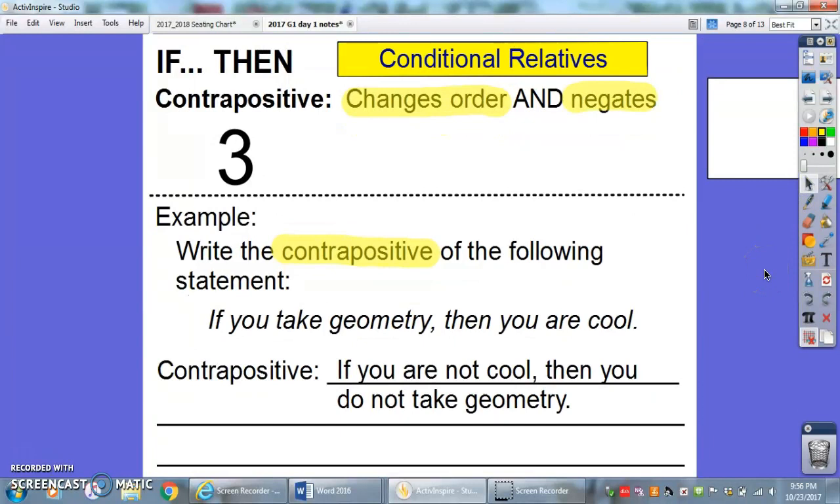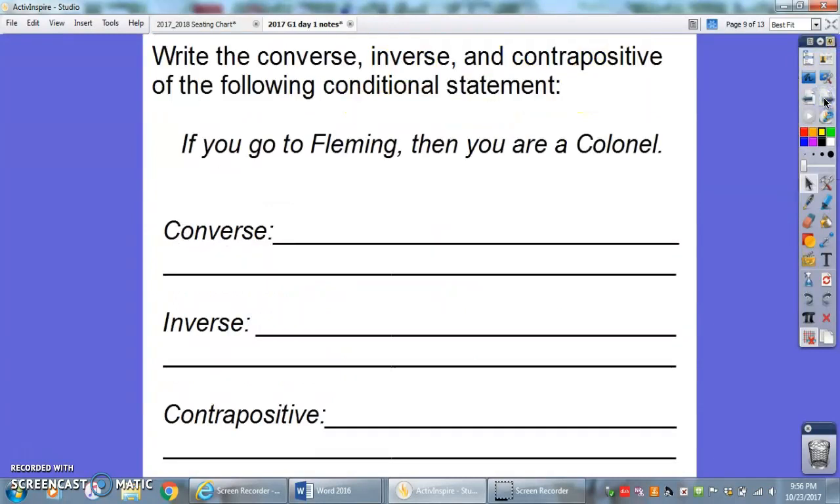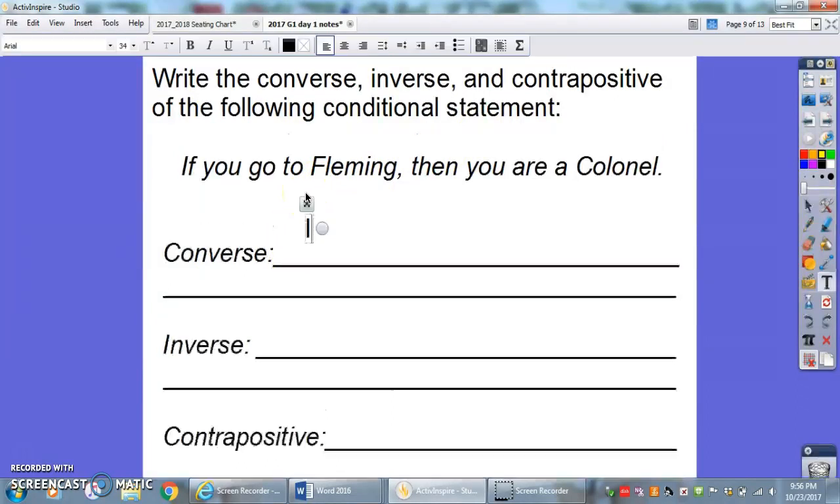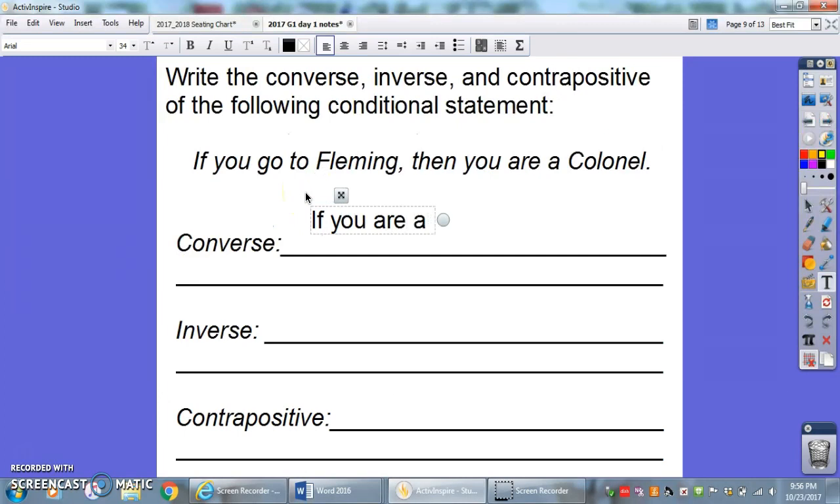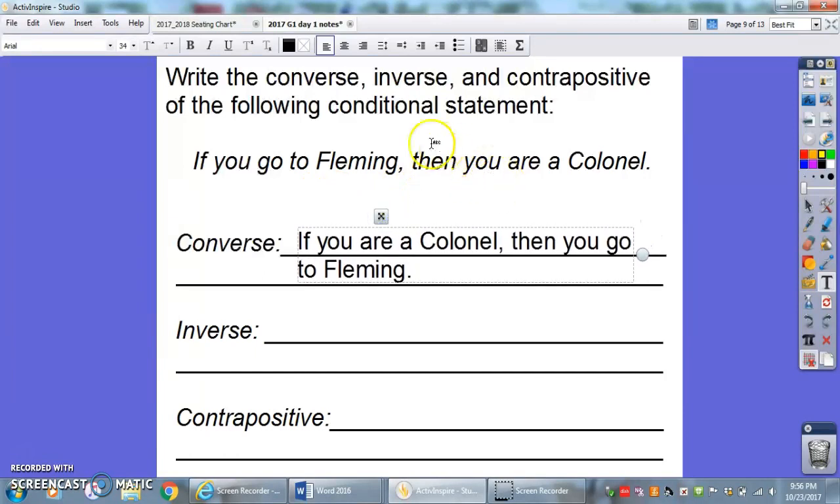Alright, so that's the third one. Converse, inverse, contrapositive. So we must memorize those relatives. Now we're going to practice writing the converse, inverse, and contrapositive of the statement: if you go to Fleming, then you are a kernel. So my converse changes order. So I'm going to say if you are a kernel, then you go to Fleming. Alright, that's it. Just change the order.